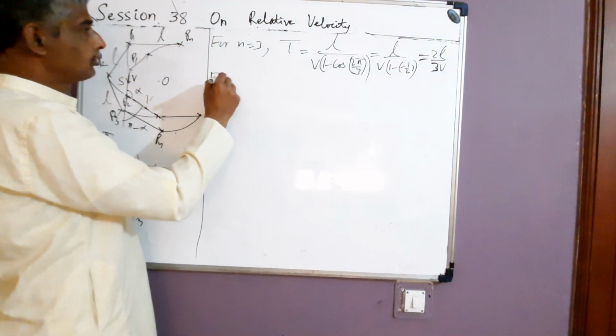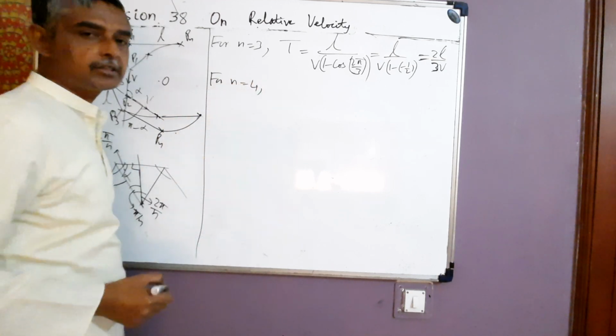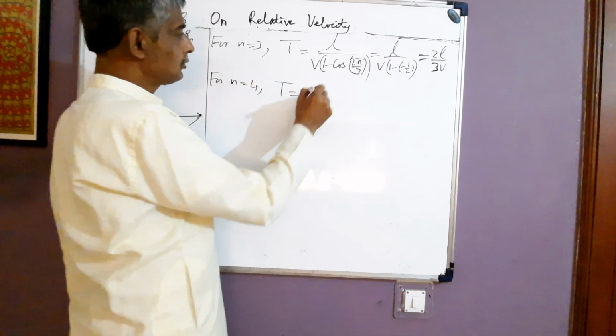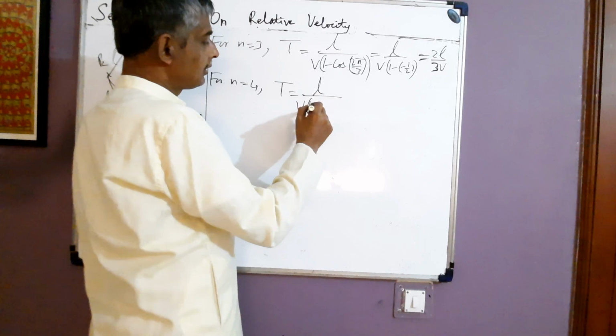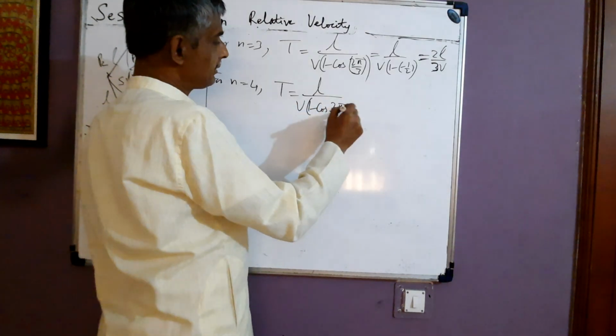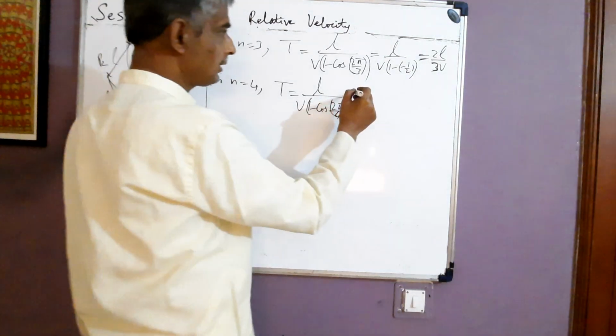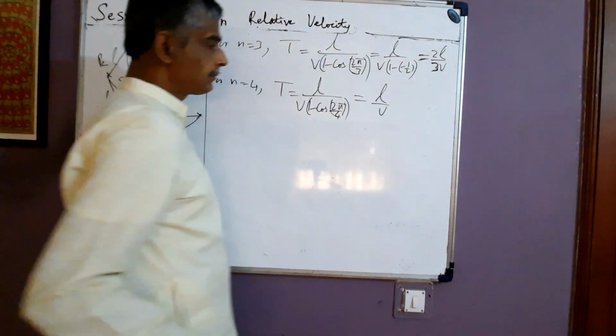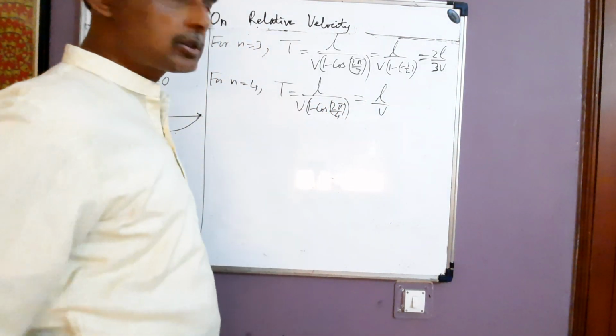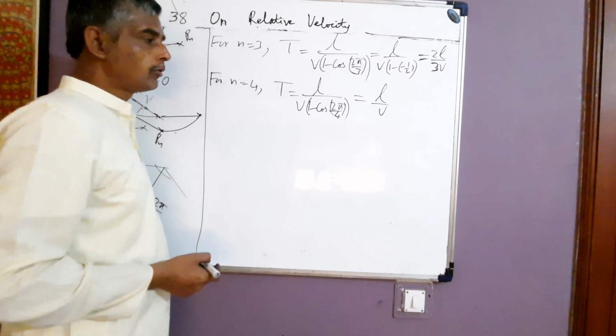For n equal to 4, that is, the 4 particles are initially at the square, t will be equal to L by v times 1 minus cos 2 pi by 4. Cos 2 pi by 4 is cos pi by 2, which is 0. This term goes away, so time becomes L by v. This is the result for the case of 4 particles initially at the 4 vertices of a square of side length L.